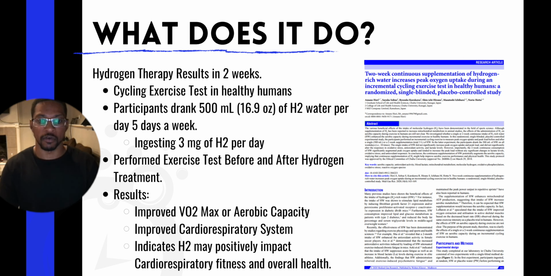In the study, they performed an exercise test before consuming hydrogen-rich water, at the beginning of the 2 weeks. Then they had the hydrogen intervention for 2 weeks, or 10 bottles. After that, they performed another exercise test on healthy humans. And this is what they found: improved VO2 max, or aerobic capacity, and an improved cardiorespiratory system, indicating that H2 may positively impact cardiorespiratory fitness and overall health.